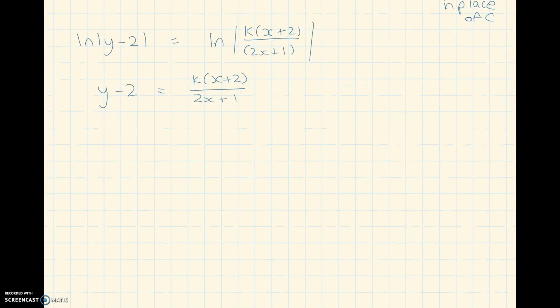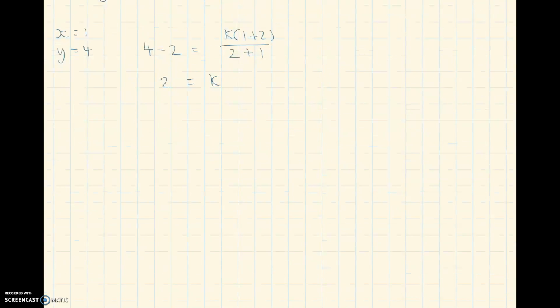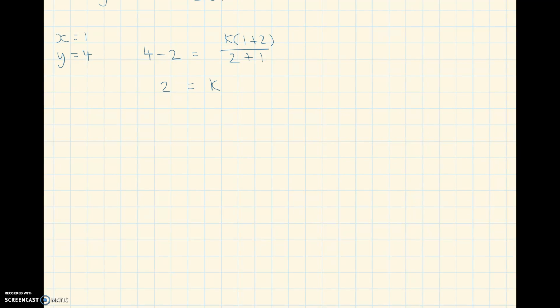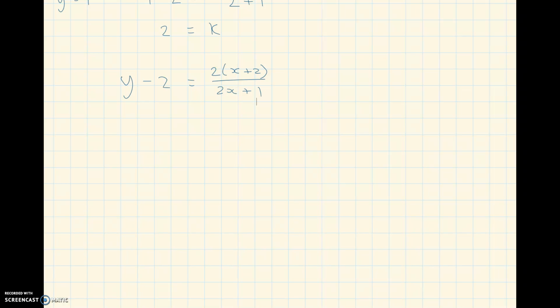And I then need to work out k, but if you think right back to the start, we were told that x equals 1 and y equals 4. So if we put those into the equation, we're going to get 4 minus 2 equals k times (1 plus 2) divided by (2 plus 1). So I'm going to get 2 equals k. So my actual equation for this is going to be y minus 2 equals 2 times (x plus 2) all over (2x plus 1).